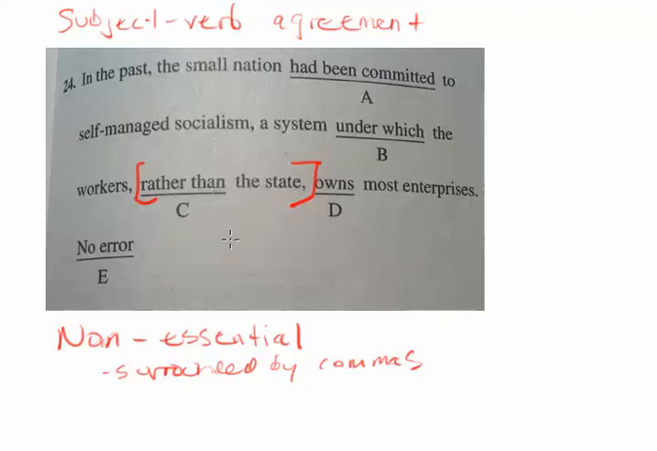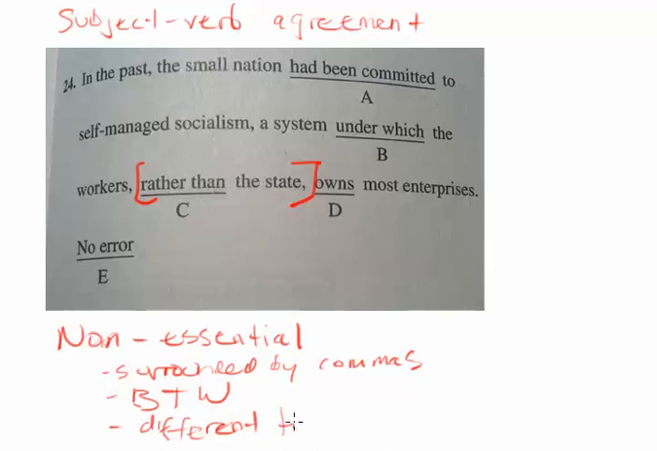In the past, the small nation had been committed to self-managed socialism, a system under which the workers owns most enterprises. All right, well, something sounds a little fishy there, but the sentence still does make sense. So another couple checks that we can do for non-essential phrases, it should kind of feel like it's by the way information, like just explaining something to the reader. So we say by the way info, and then also you can kind of read it in a different tone of voice. These are all clues that something is non-essential and that we can take it out.